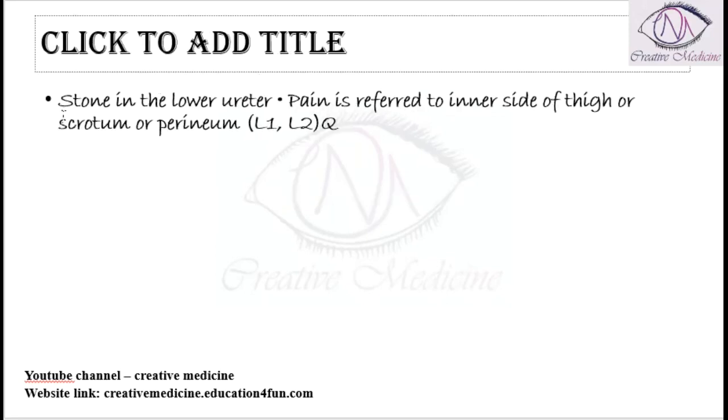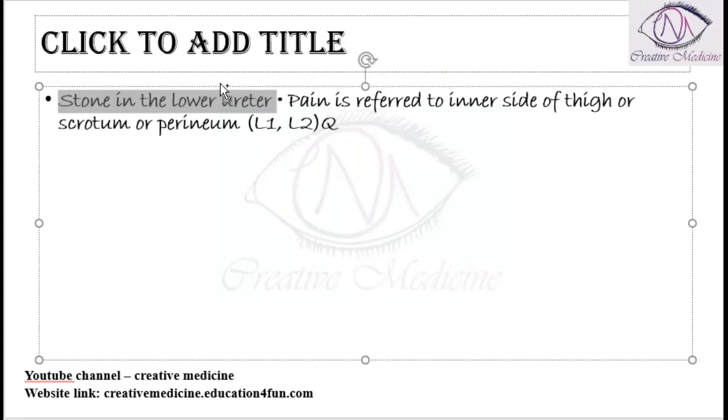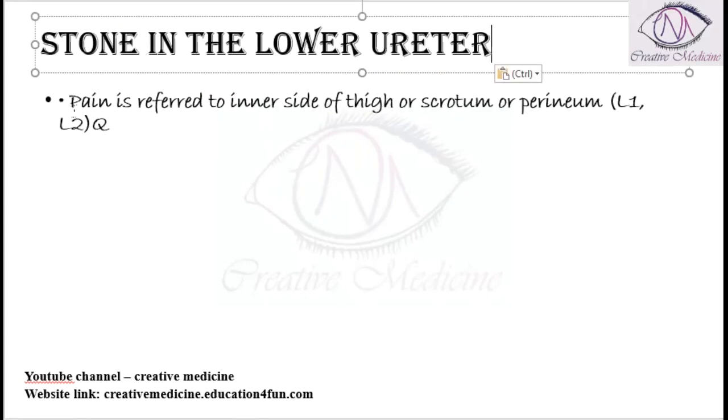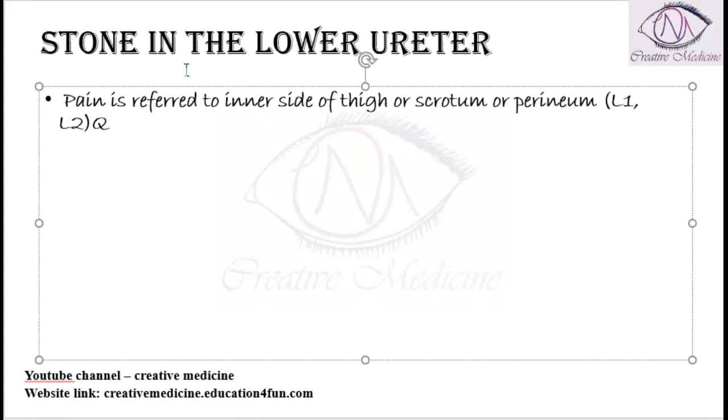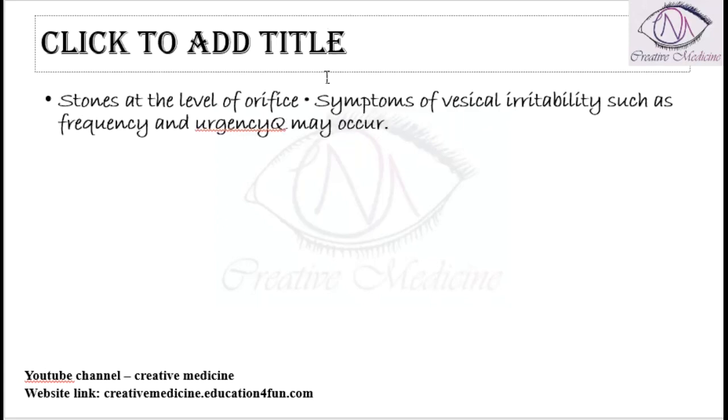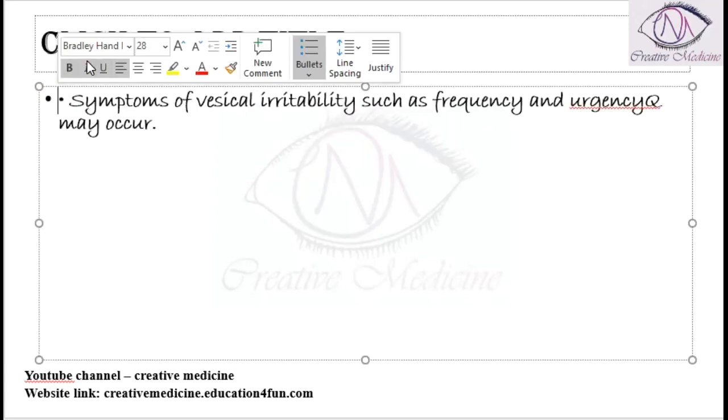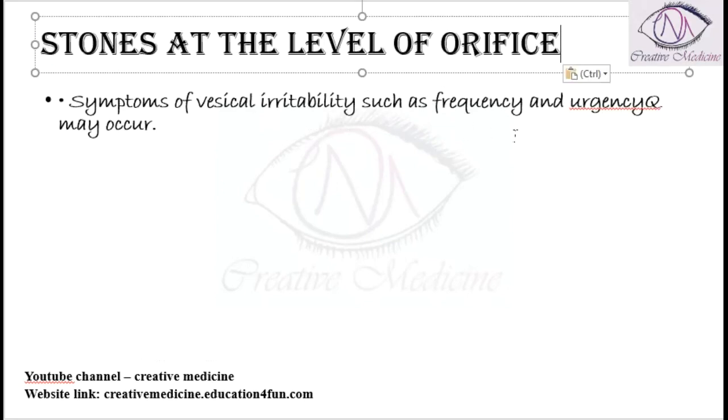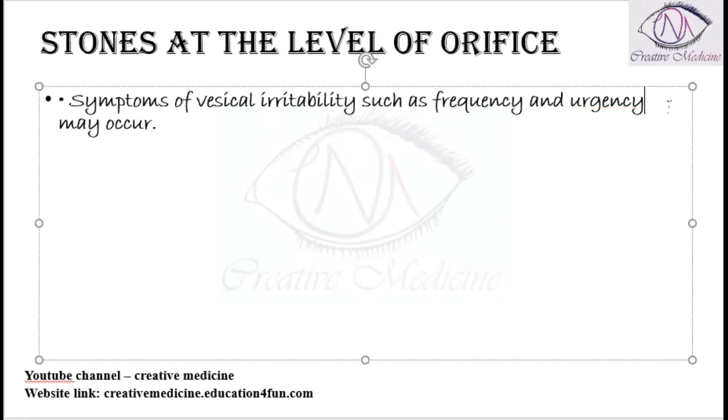Then, stone in the lower ureter. With a stone in the lower ureter, the pain is referred to the inner side of the thigh, scrotum or perineum, and this is because of L1 and L2. The nerve supply of the lower ureter, thigh, scrotum and perineum is all L1 and L2. So as a result, the pain is referred to the inner side of the thigh. Then, if the stone is at the level of the orifice, you will see symptoms of frequency and urgency.